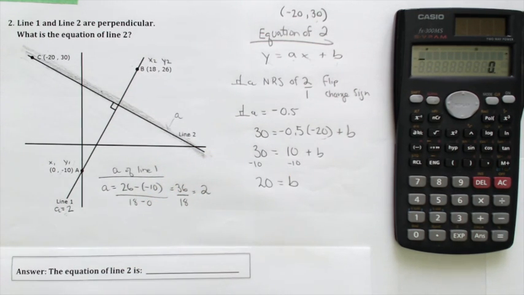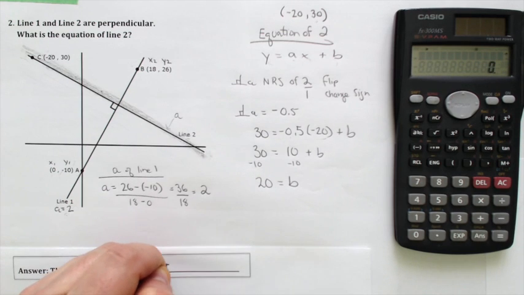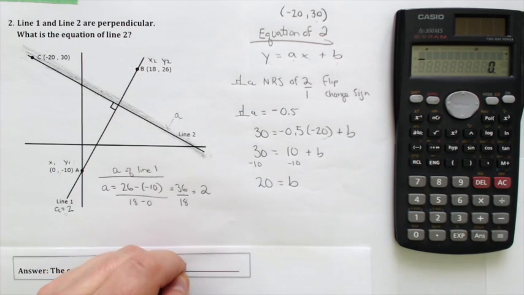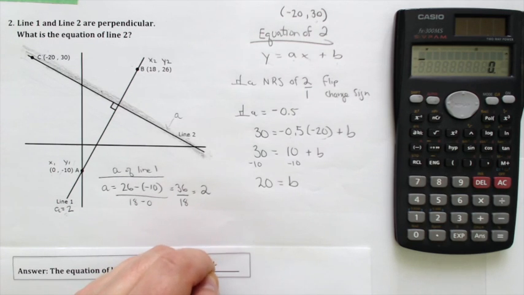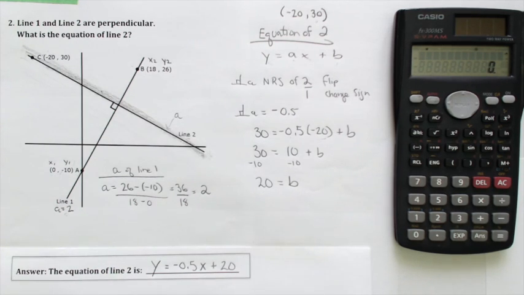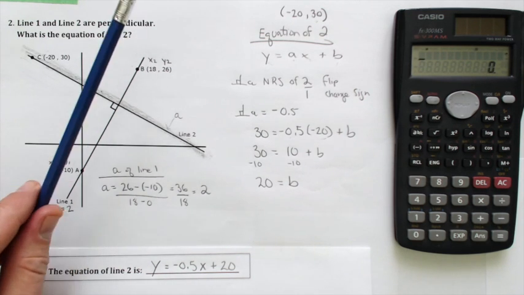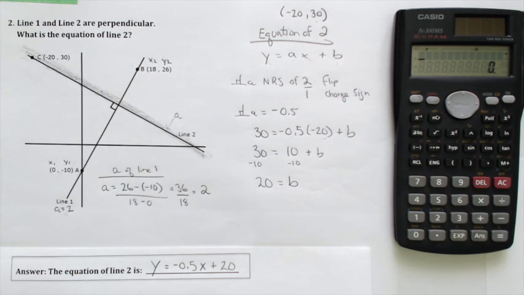So the last step is to put everything together and write it down at the bottom where the solution gets written. So it's going to be y is equal to A, negative 0.5 x plus 20. And that's the equation of line number 2, which is perpendicular to line number 1.